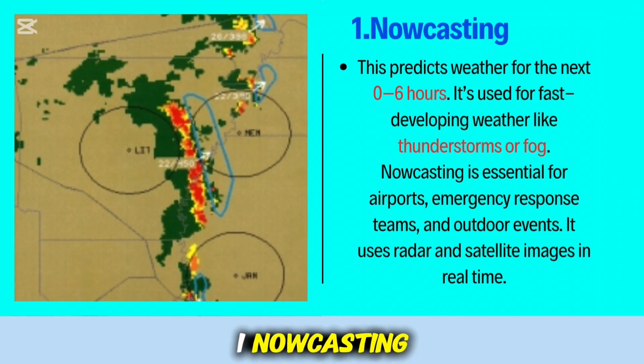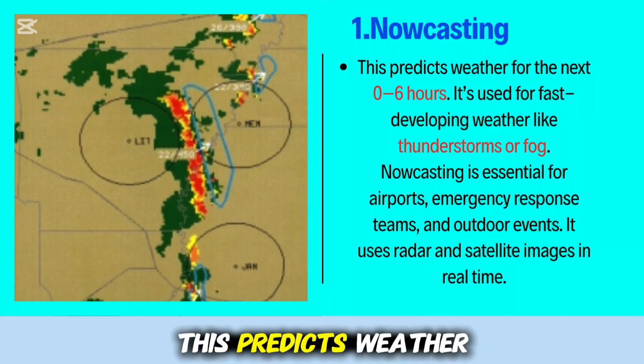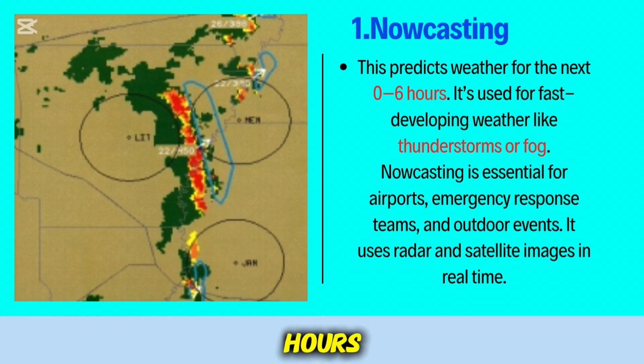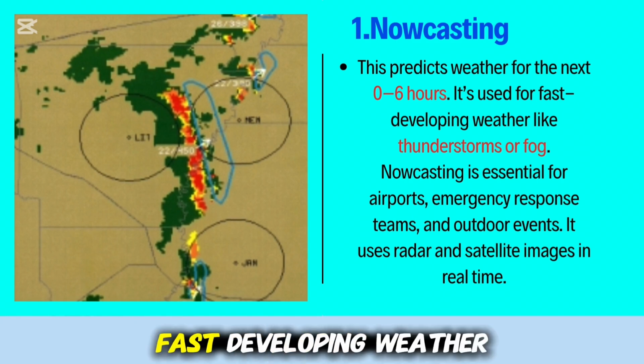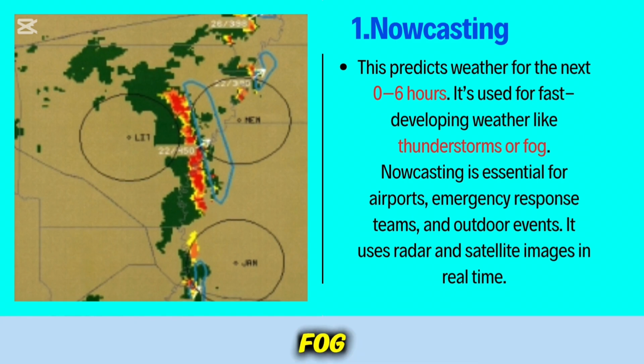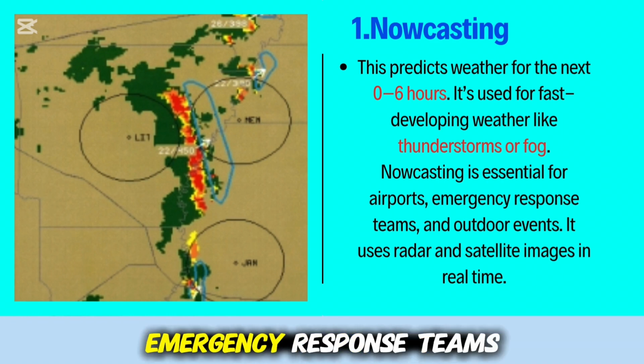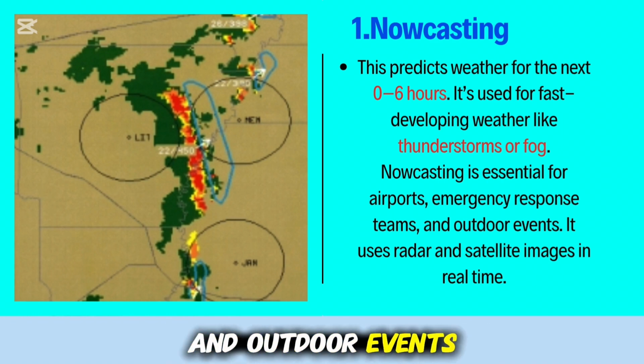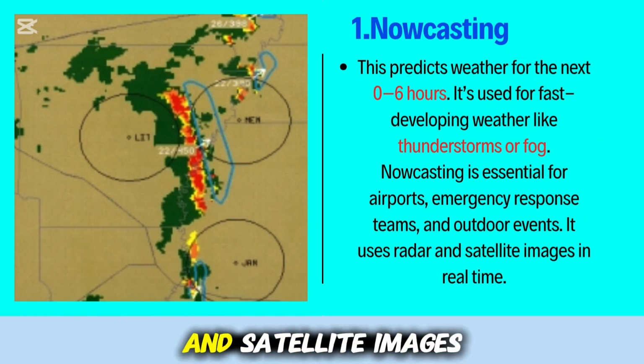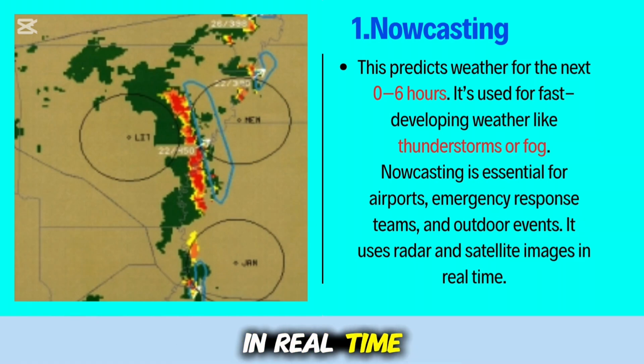First, nowcasting. This predicts weather for the next 0 to 6 hours. It's used for fast-developing weather like thunderstorms or fog. Nowcasting is essential for airports, emergency response teams, and outdoor events. It uses radar and satellite images in real time.